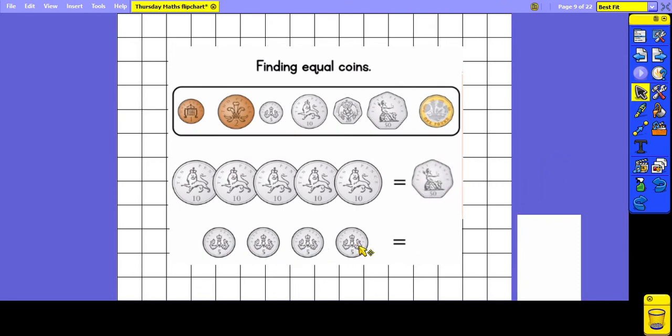And then here we have got 4 5 pences. So let's work out the value of 4 5 pences by counting in our 5s. 5, 10, 15, 20. So the coin that has the same value as 4 5 pences would be the 20 pence. So they are equal.